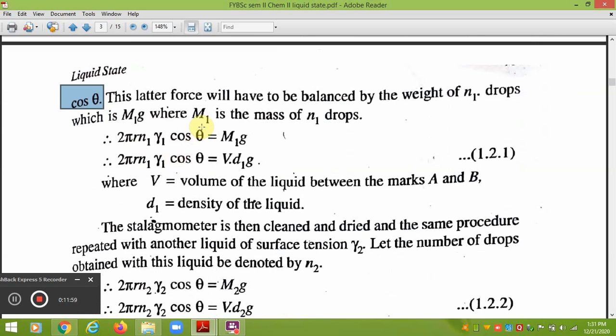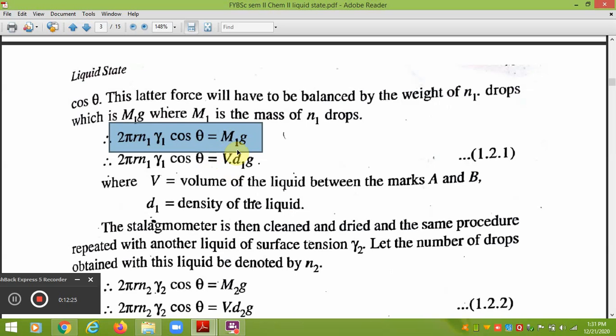This force has to be balanced by the weight of N1 drops, and this weight is m1 into g, where m1 is the mass of N1 drops. If these two forces are unequal, then there is a formation of drops. So 2 pi r N1 gamma 1 into cos theta is the force due to surface tension on N1 drops, and this is the weight of N1 drops, m1 into g.